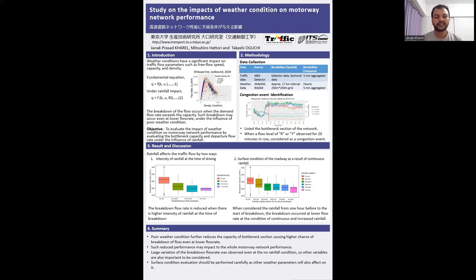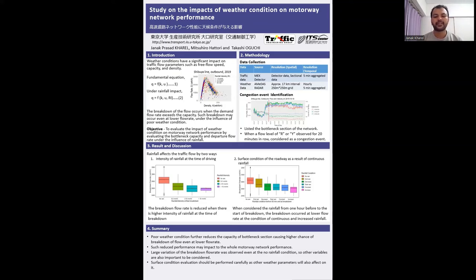Now, let's discuss the preliminary results. The rainfall affects the traffic flow in two ways. First is due to the intensity of the rainfall at the time of driving, and second is due to the surface conditions of the roadway as a result of continuous rainfall. As seen in the first graph, plotted for the breakdown flow rate and rainfall intensity, the breakdown flow rate reduced as the intensity of rainfall increased. The congestion event began at a lower flow rate than in normal conditions at a section.